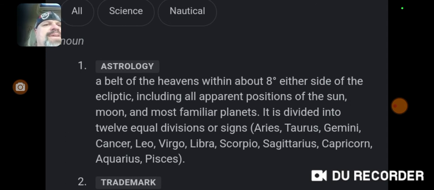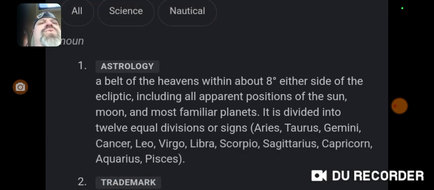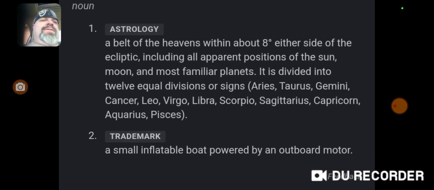A belt of the heavens within about 8 degrees either side of the ecliptic, including all apparent positions of the sun, moon, and most familiar planets. It is divided into 12 equal divisions or signs. Aries, Taurus, Gemini, Cancer, Leo, all the birth signs for people.